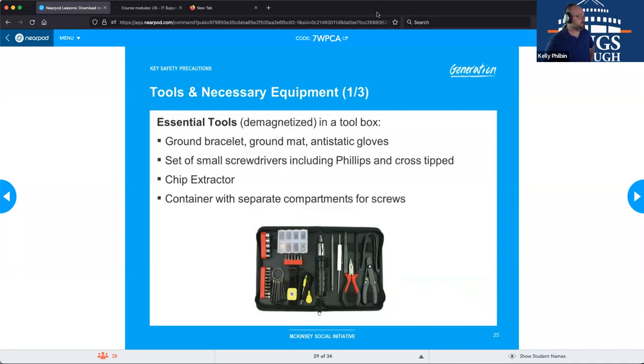Let me draw it out here, because I've got to work on my horrible drawing skills. So a chip extractor is kind of like a U-shaped thing like this, and then it has these little prongs that come in like this. They go around a CPU chip and you crimp it or grab it like a pair of pliers. You can pick it up safely, move it to where it needs to go, and set it in.